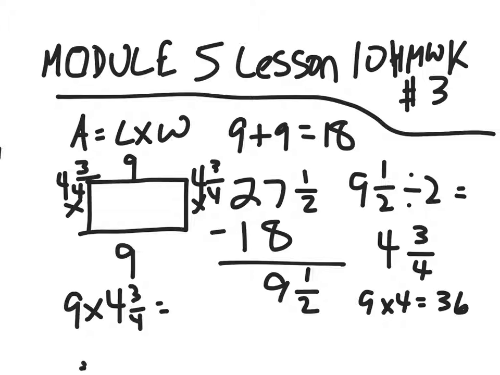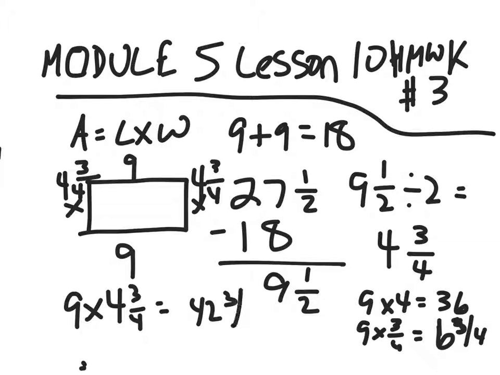Then take the length and do it just times the fraction. And 9 times 3/4 would be 27/4, which is equal to, as a mixed number, what's 27/4 over there, Declan? 27/4 is 6 3/4. So that'd be 6 3/4. Thank you. And so then you'd add those two together. 36 plus 6 is 42, and then add the fraction on. So your area is 42 3/4 of this rectangle.